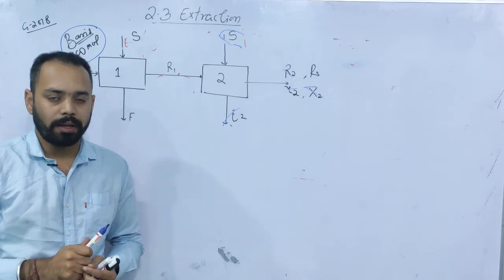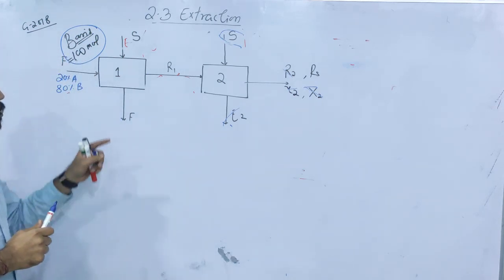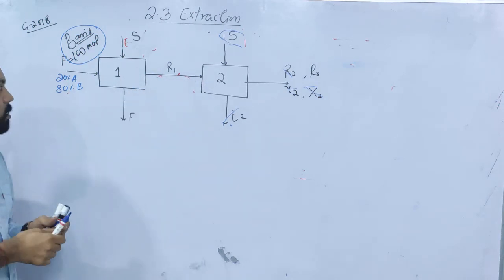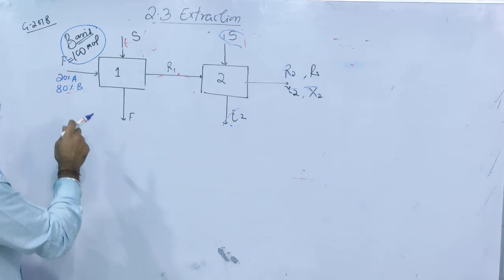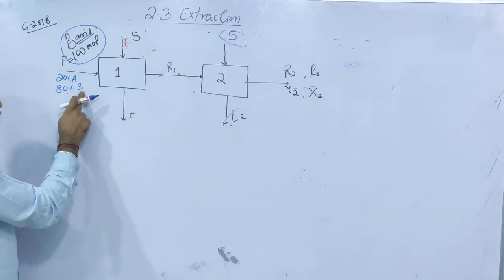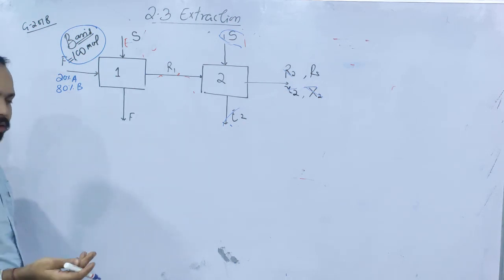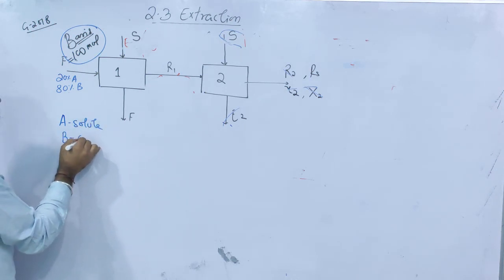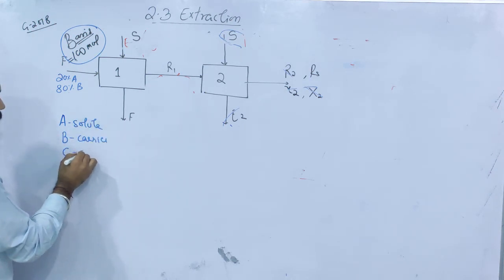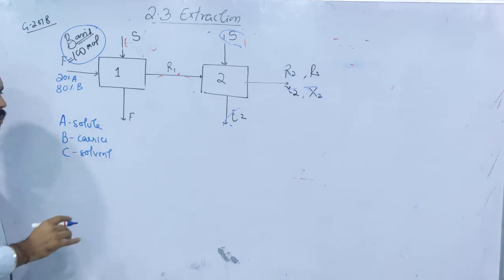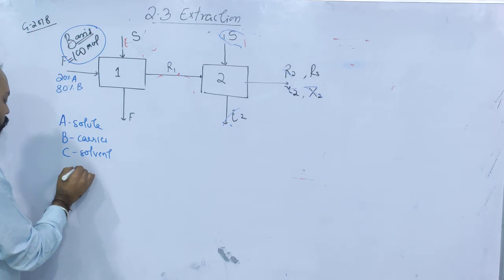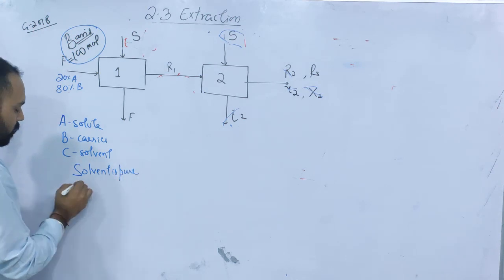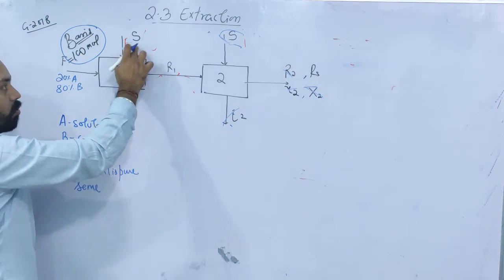Hello students, this problem I am taking from year 2018. So here there are two extractors. So it is a double stage cross current extraction, right? The feed contains 20% A and 80% B. Now the usual notation is slightly different. Here A is the solute, B is carrier, and C is solvent, right? It is given in the problem that the solvent is pure and same amount of solvent is used in both the stages.